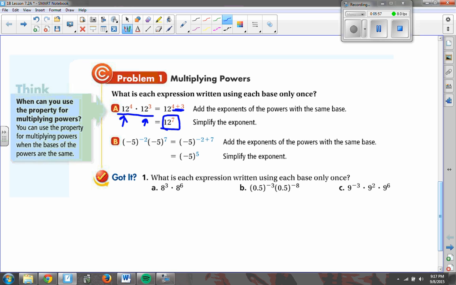Letter B, very, very similar, except now they've added in that negative 2 in the power. But it's exactly the same idea. This is -5 to the -2nd times -5 to the 7th. Same rule applies, so I'm going to add together my two exponents, -2 plus 7. -2 plus 7 is not 9, it's 5. So our simplified expression here is -5 to the 5th power.